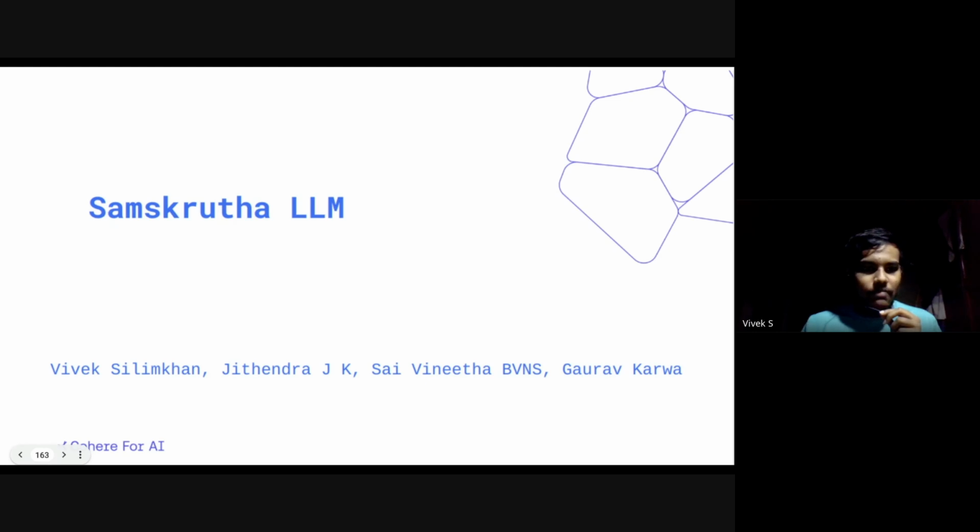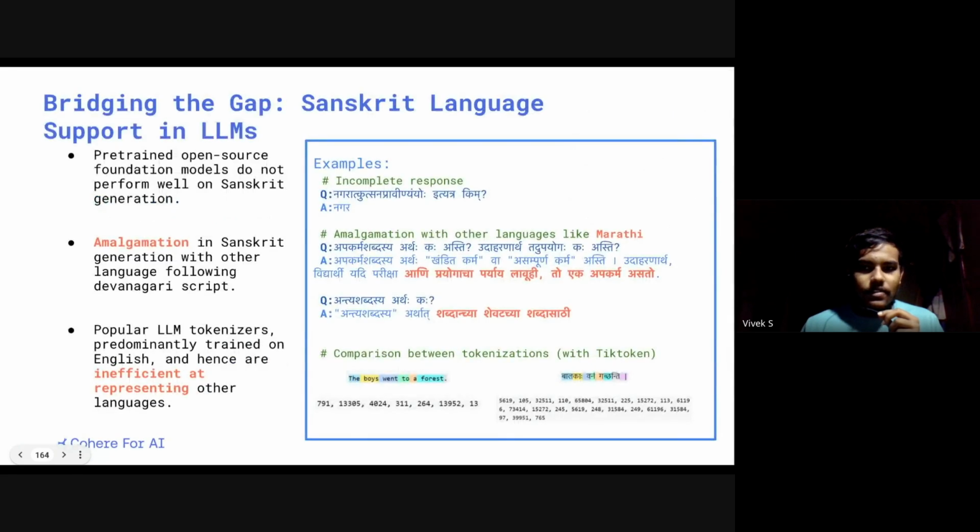And our goal was to improve Sanskrit generation in open source models. Next slide, please. So the problem that we faced while generating Sanskrit responses was that we were often getting incomplete responses and amalgamation with the languages which follow the same script, Devanagari, like Marathi and Hindi.